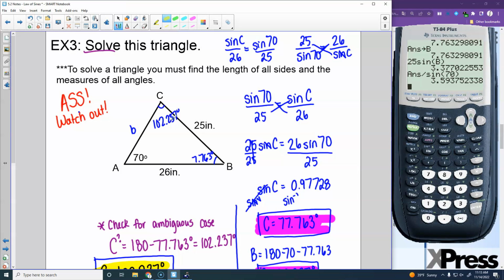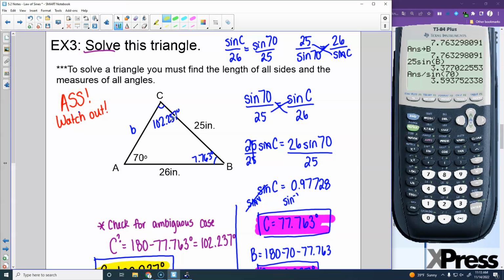You can have an ambiguous case whether or not they're asking you to solve the triangle. So if they had only asked for angle C, we would just give 2 answers for angle C and stop there. We wouldn't have to do the last part, but they asked us to solve, so we had to find all the sides and angles. We cannot tell which one's correct without being given more information.